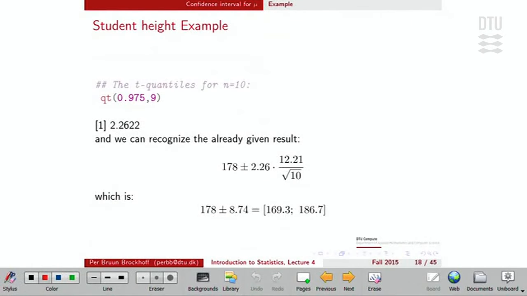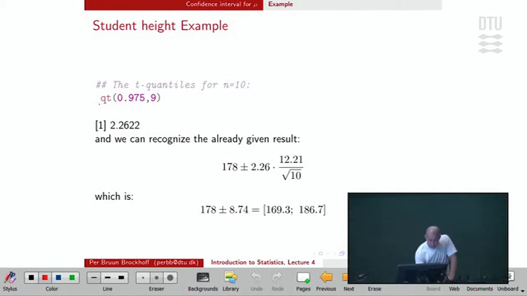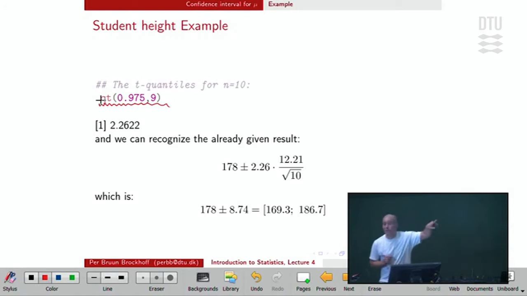So, the student height, I showed you the result already. Here is how you can get the t quantiles from R, because of course they are there. This is new, you see this now. We write qt for the quantile version of the t distribution. I put the 0.975, that's the quantile I'm interested in, to construct this interval. And then I have to tell it which t distribution to use, because there are many different of those.